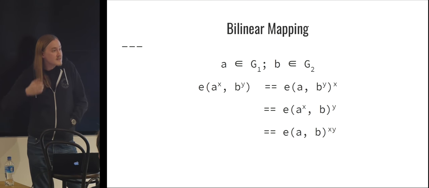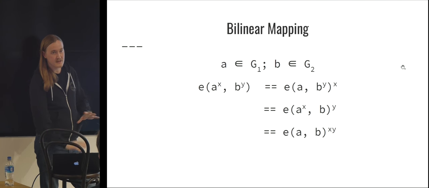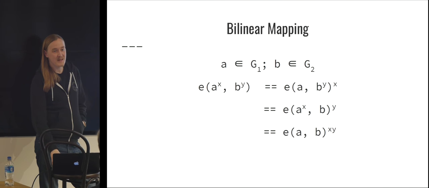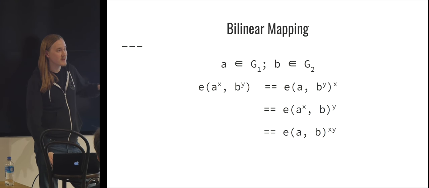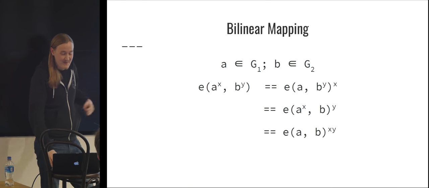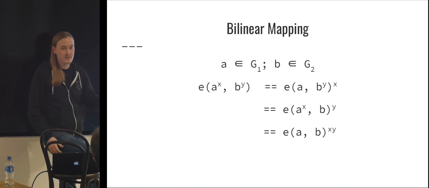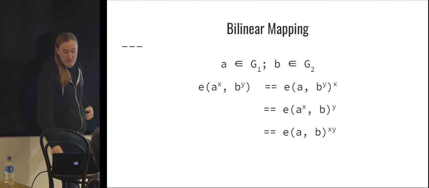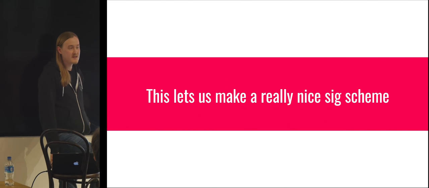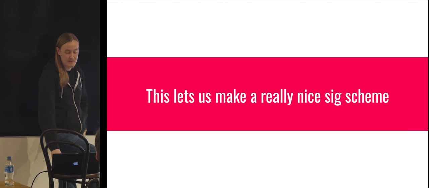And this function has the special property that moving around exponents doesn't matter. It doesn't change the result. Don't worry about how that works. It's some kind of magic math with embedded elliptic curves and extension towers that maybe I'll understand someday. But the upshot is that we can move exponents around, and that means we can create a really nice signature scheme where we can determine whether two exponents are the same.